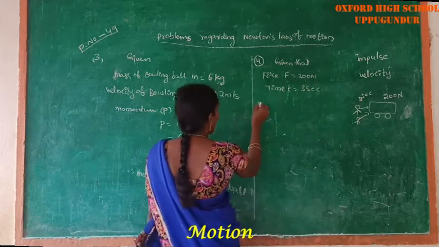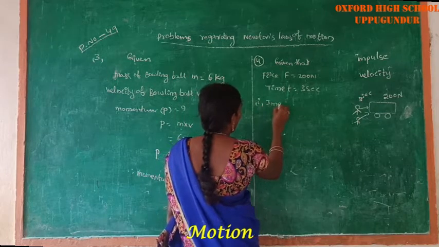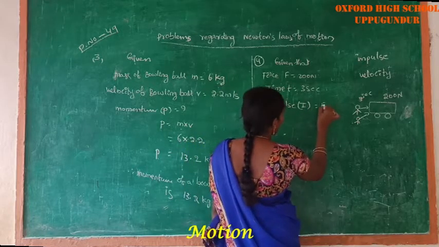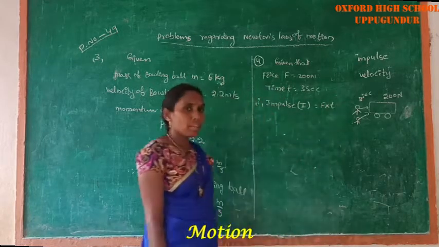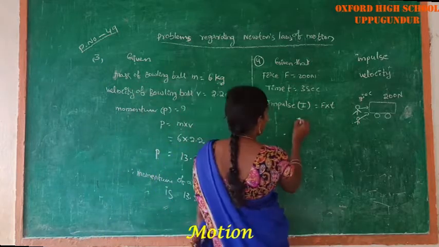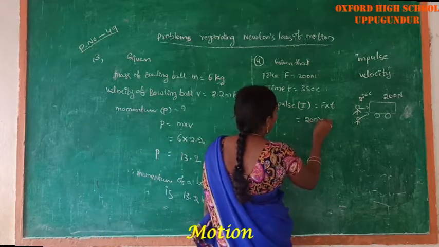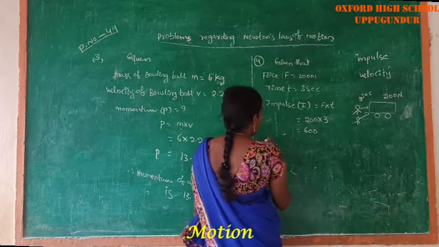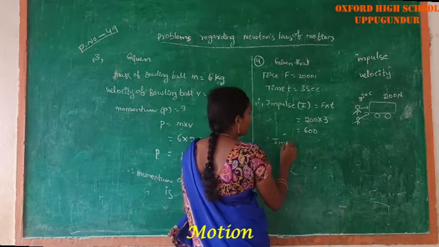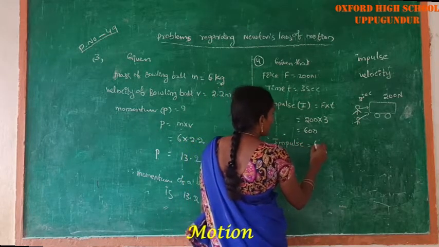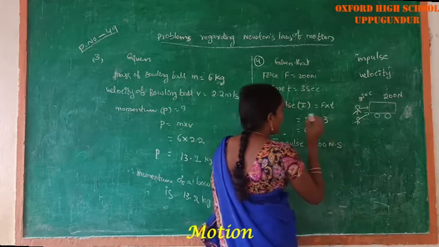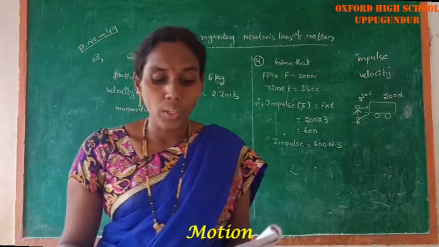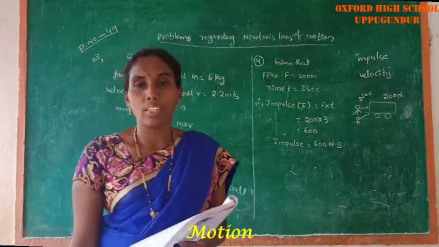Find out the first case, impulse. Generally impulse is represented by the capital letter I. Impulse is equal to force into interaction time. Force is 200 and time is 3 seconds. 200 into 3 is equal to 600. Therefore, impulse is equal to 600 newton seconds. Then we have to find out the change in velocity.